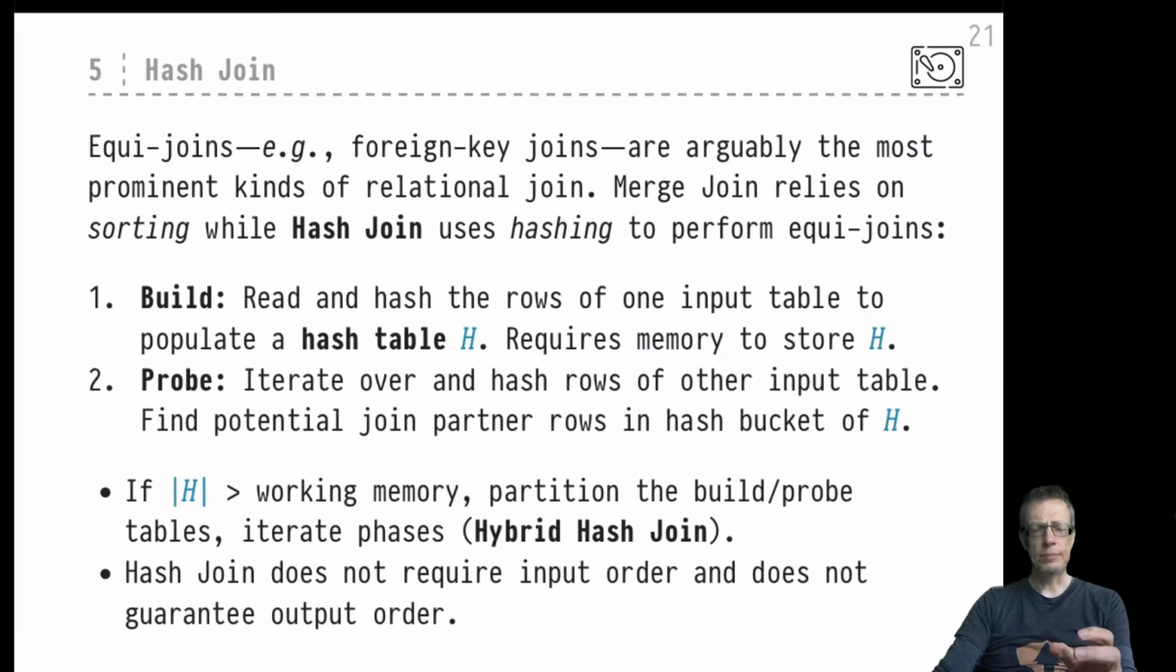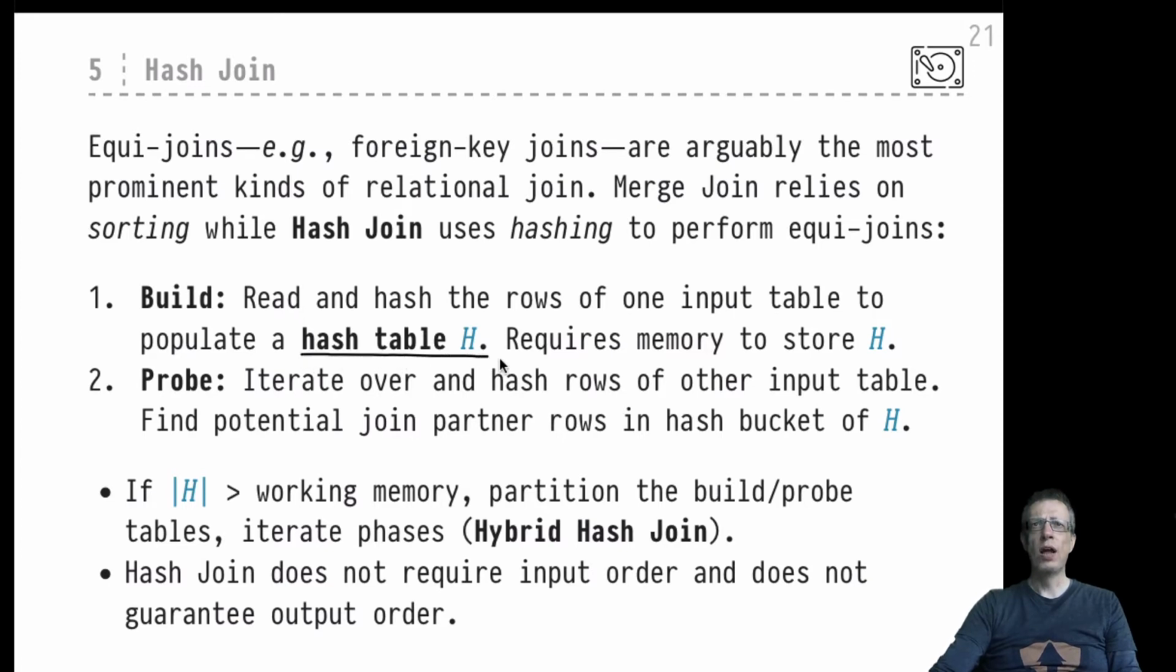Indeed, the hash join algorithm proceeds in two phases, the so-called build phase and the probe phase. It's in the build phase that we are actually constructing a hash table. That constructed hash table is then later used in the probe phase to look up join partners in a particularly efficient manner. So in the build phase, one of the input tables is read, and its rows are placed inside a hash table H.